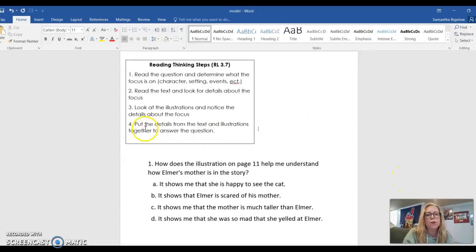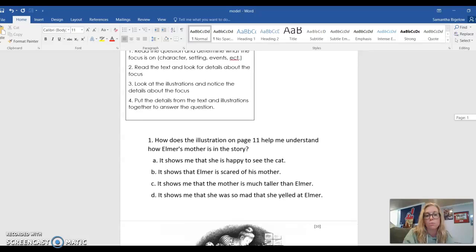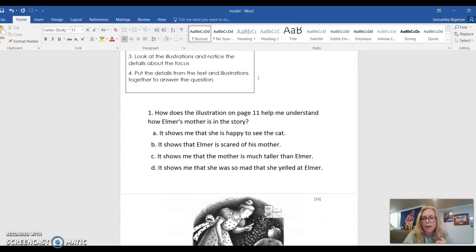Now, step 4. Put the details from the text and illustrations all together to answer the question. So let's go back to our question, and I'm thinking about what I read, and I'm thinking about what I saw in the illustration. How does the illustration on page 11 help me understand how Elmer's mother is in the story? Let's go through our options. A, it shows me that she is happy to see the cat. I know that's not true because based off that paragraph, she was very upset, not happy, and I can tell in the picture that she's not happy, so A is definitely not right.